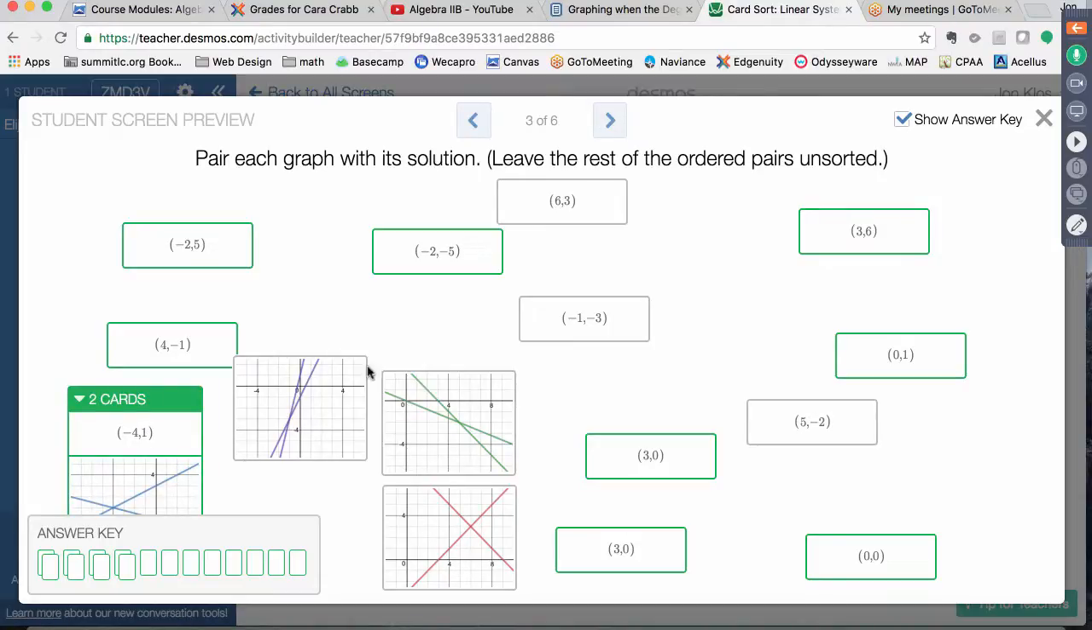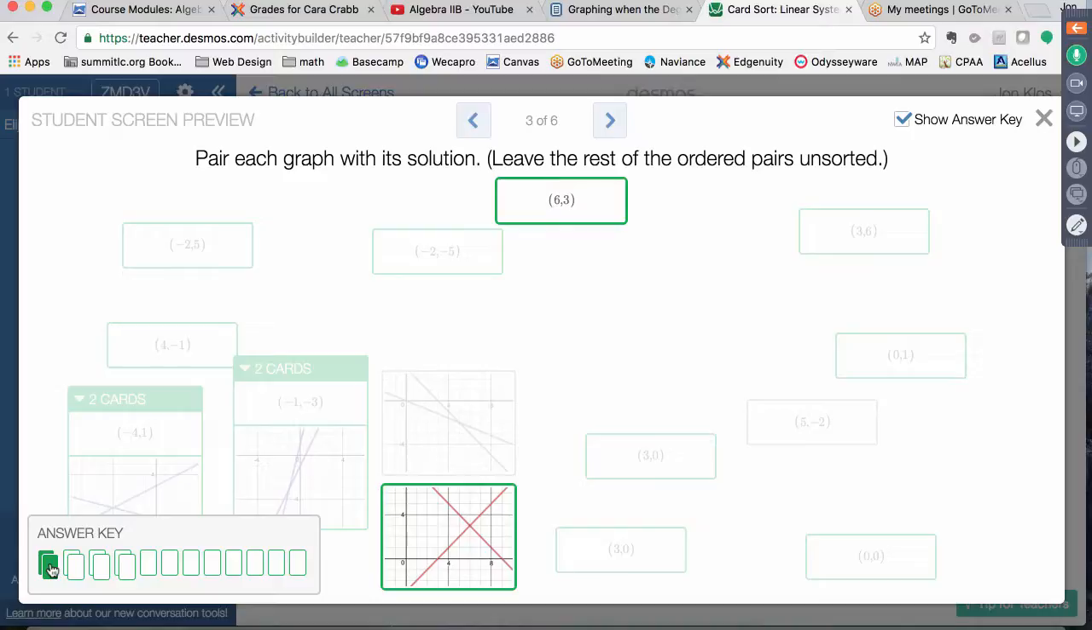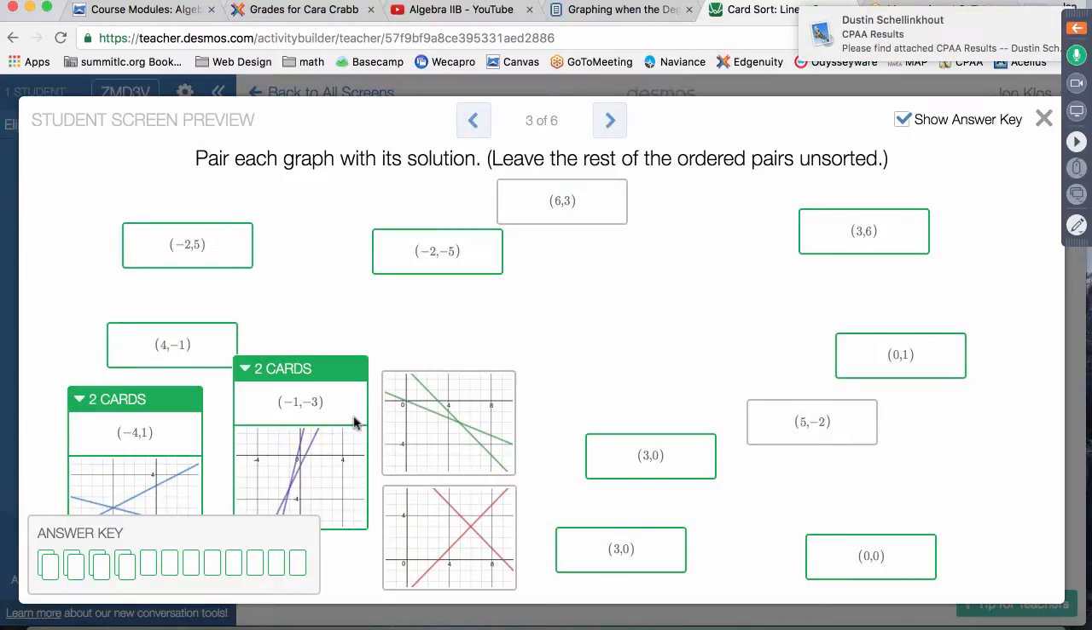They match up. This one matches up at -1 and -3. So this one matches up right there. And if I want to, I can look at the answer key just to check my work to make sure I'm on the right track.